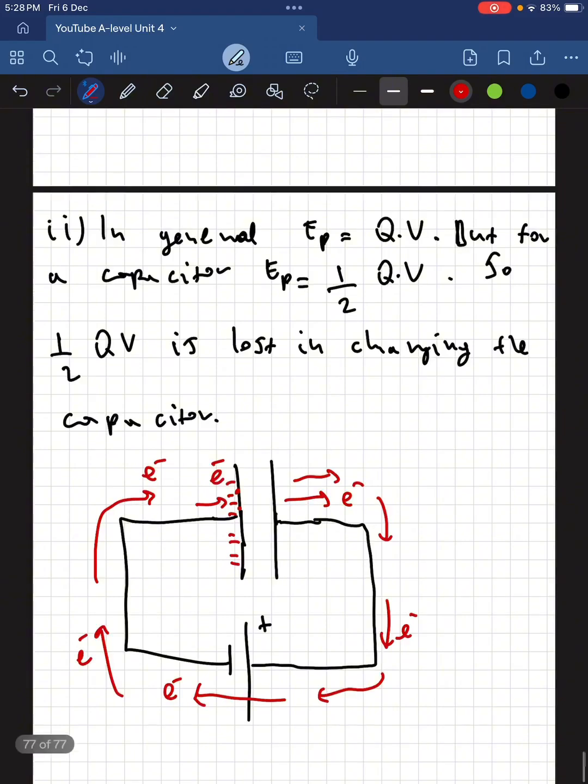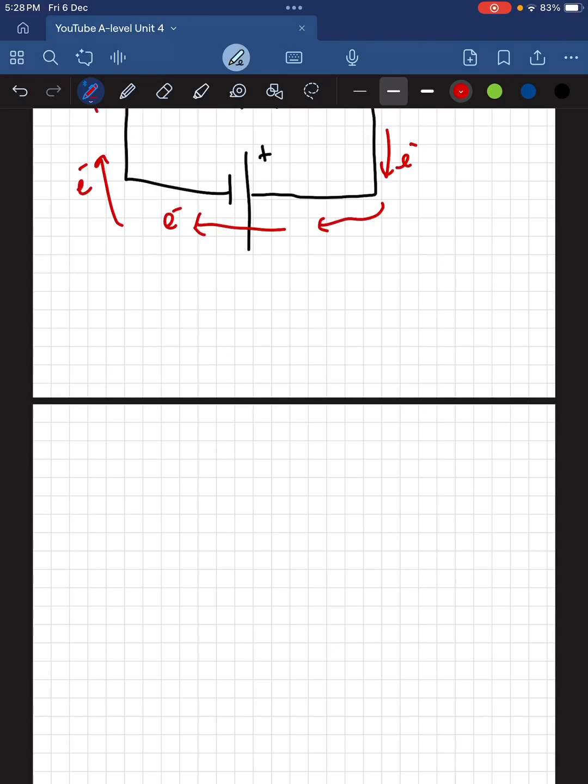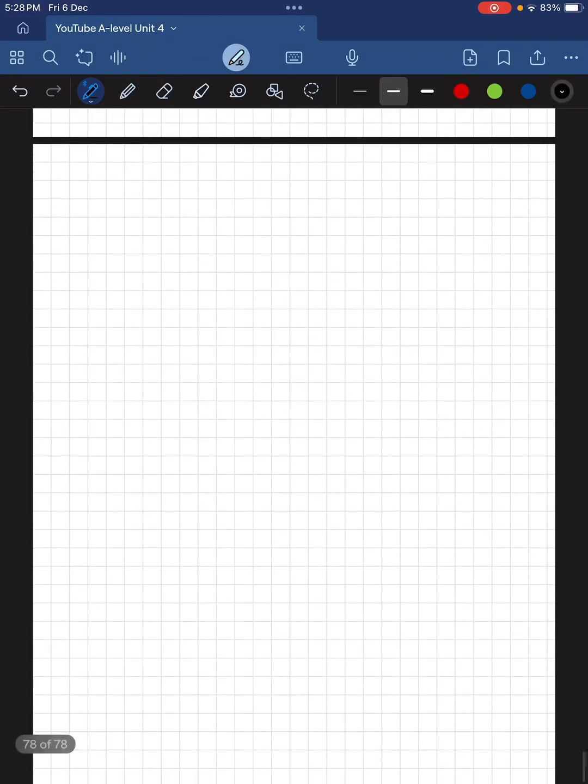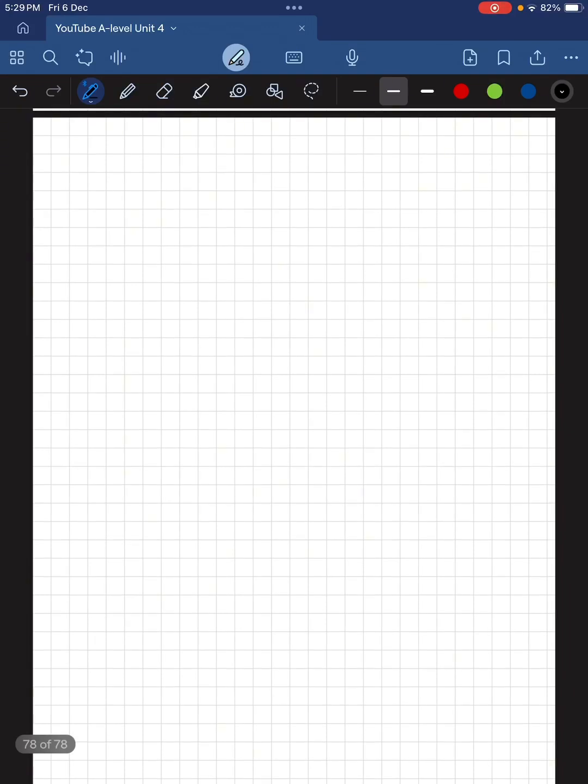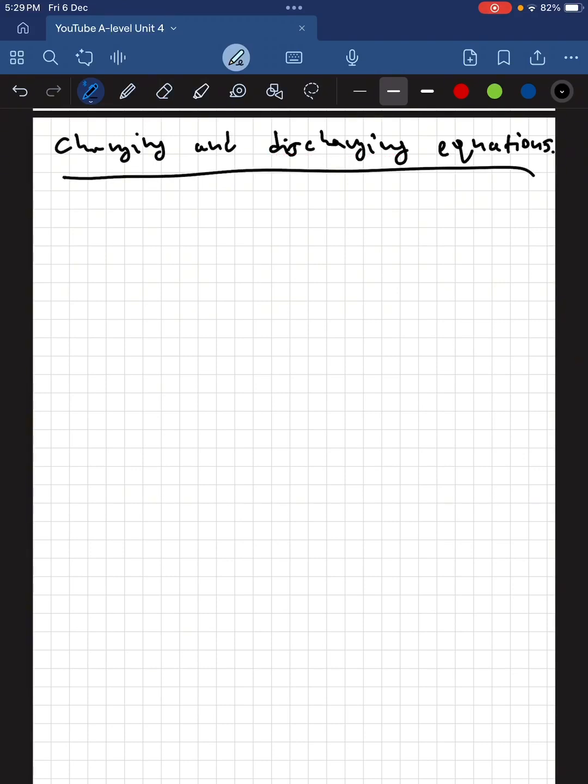Okay, now let's talk math. So this next part is going to be more math intensive. I'm sorry, guys, but it's really important and it comes up in problems a lot. So charging and discharging equations. Let's do the charging first, okay?